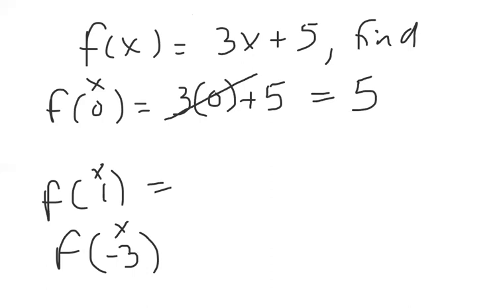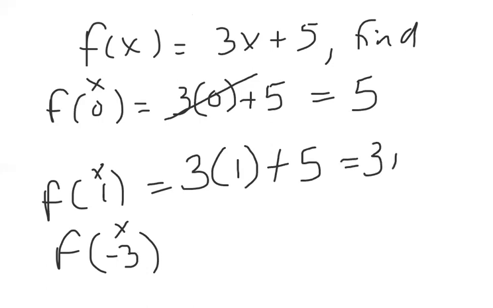This time, we're going to go back into the same function. We substitute 1 in for x, and then we're going to work it out. 3 times 1 is 3. 3 plus 5 is 8. So we input 1, and the output is 8. The value of the function at x equals 1 is 8.